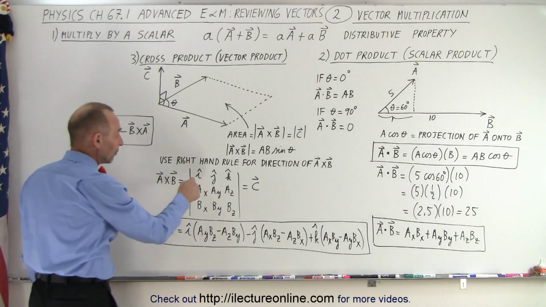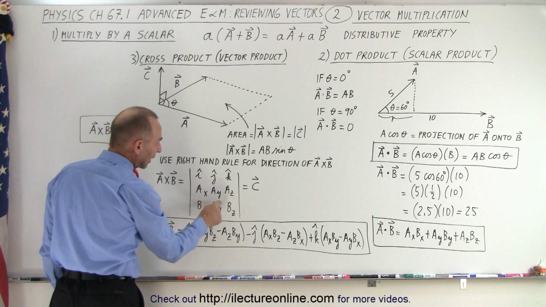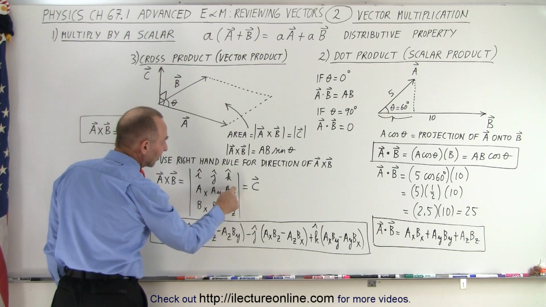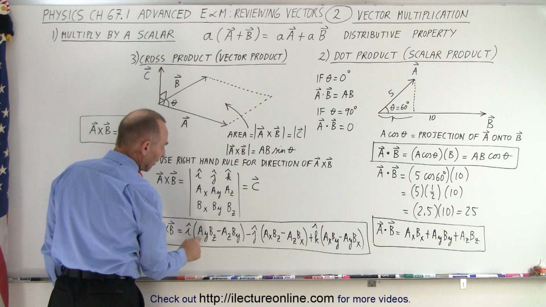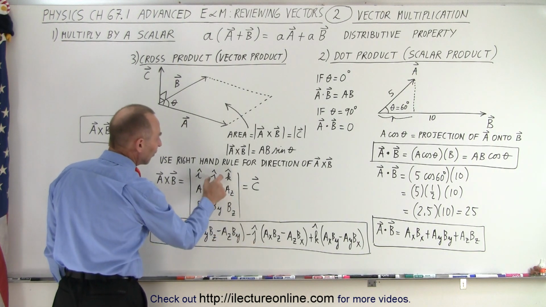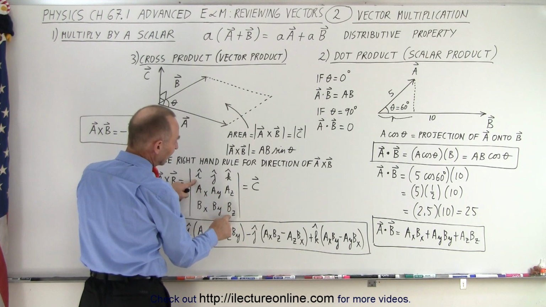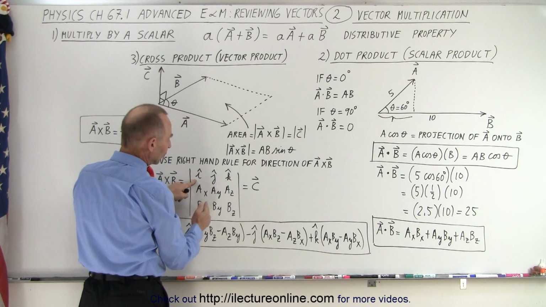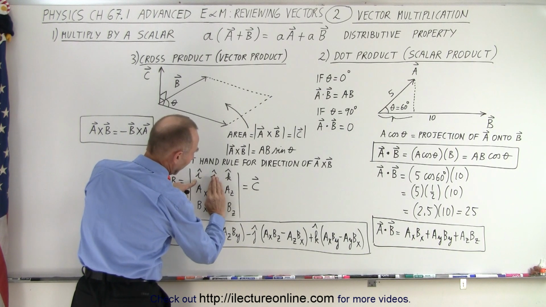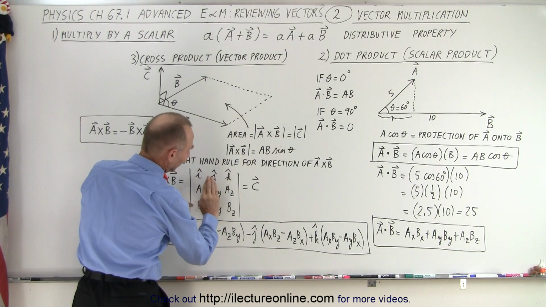To do that, we take the first cell right here, i, and then we multiply that times AY times BZ minus AZ times BY. So we have AY BZ minus AZ BY. Then we take the negative of this, negative j, and then we multiply AX times BZ and AZ times BX. Notice that we essentially cross out this column right here. We simply multiply what's left, AX times BZ minus AZ times BX.